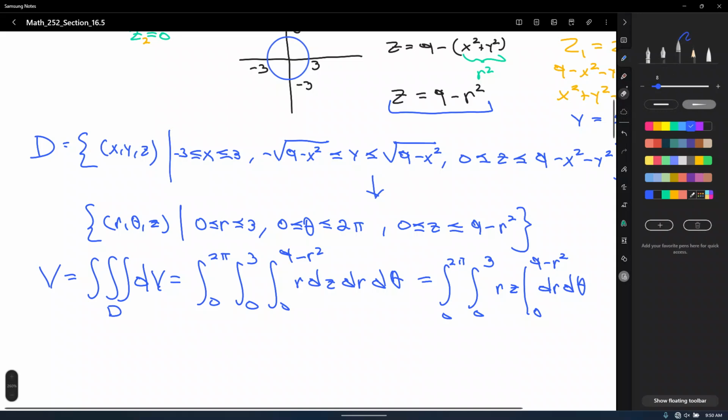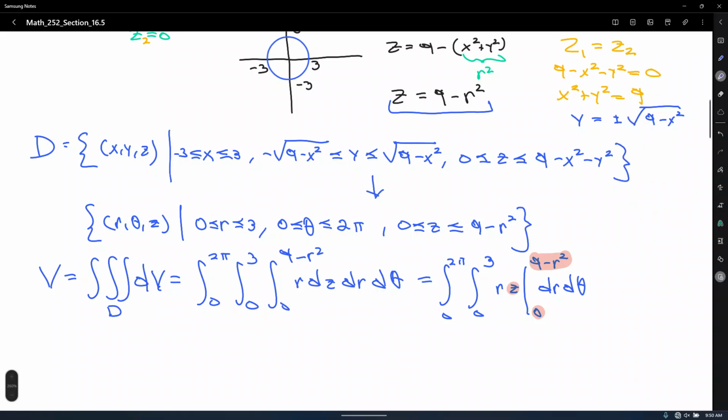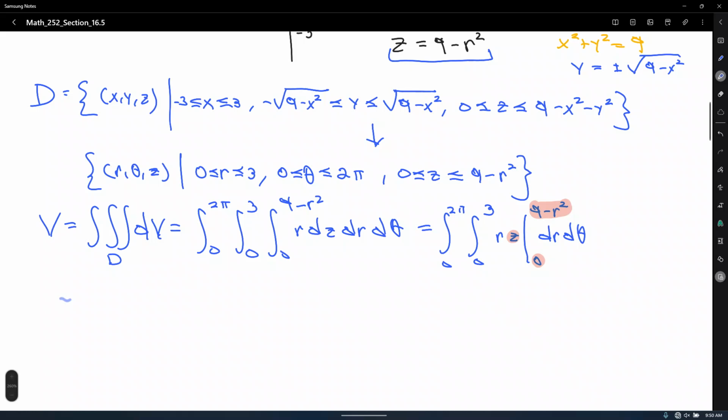Let me highlight the limits this time, because this upper and lower limit are going to be evaluated only for z, not for r. R is going to come later. Upper limit minus lower limit. That is the integral from 0 to 2 pi, the integral from 0 to 3, r times (9 minus r squared minus 0) dr d theta.